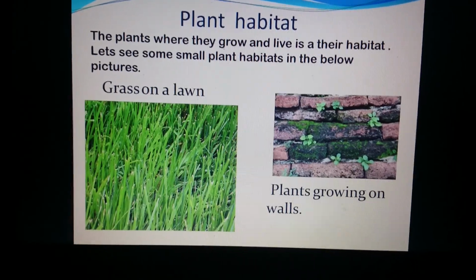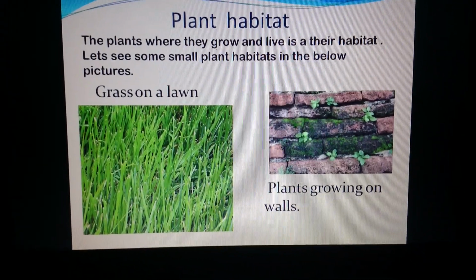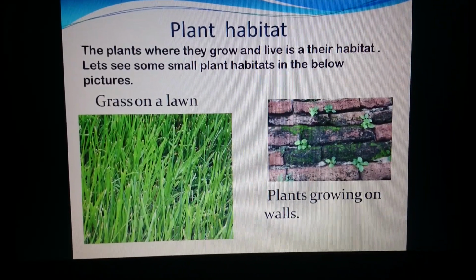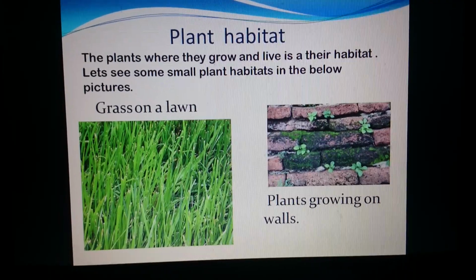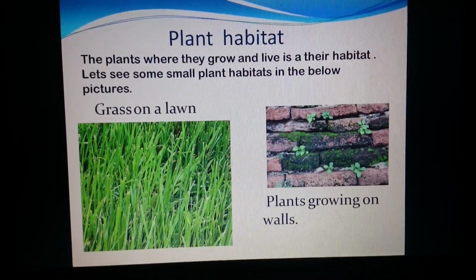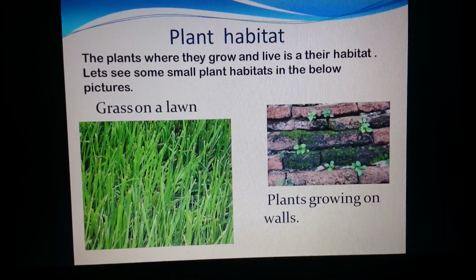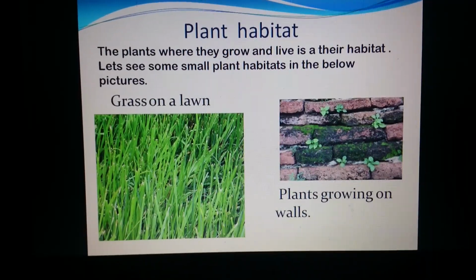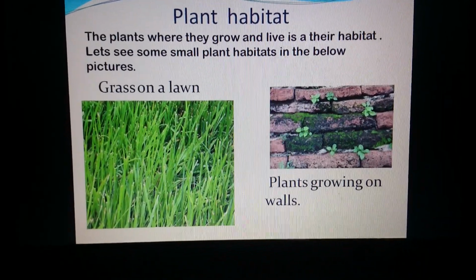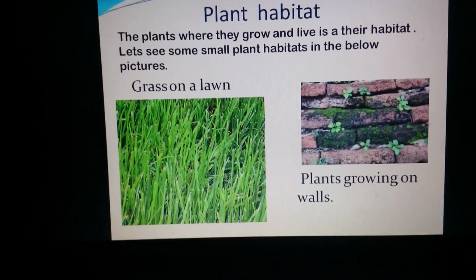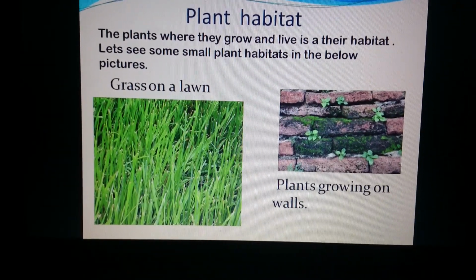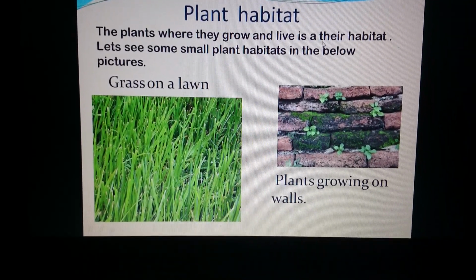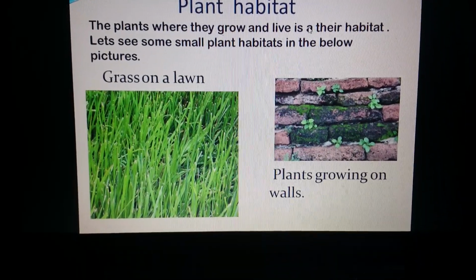Now let's move on to the plant habitat. As you know, we have been studying the two important living things habitat. Number 1, plant habitat, and number 2, animal habitat. So let's go to number 1. First, let's study the plant habitat, and then we will move to the animal habitat. Now, in the plant habitat, you can see the grass. The plants where they grow and live is their habitat.